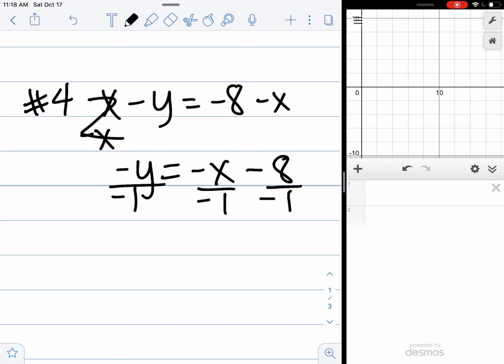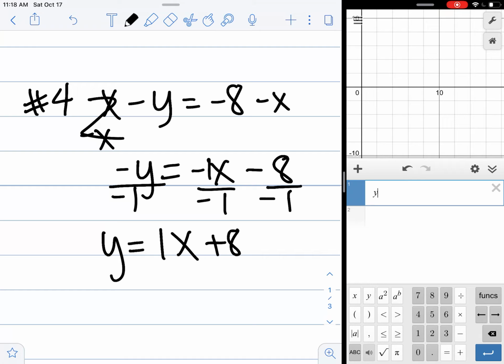So essentially, if I switch that negative sign over on the y and make it a positive, then I'm going to be doing the same thing to everything else. So a negative 1 divided by a negative 1, because you have that ninja 1, is going to become a positive 1x. And a negative 8 divided by a negative 1 is going to become a positive 8. So we can graph that now. Y equals 1x, or you can just put x, it doesn't matter, plus 8.